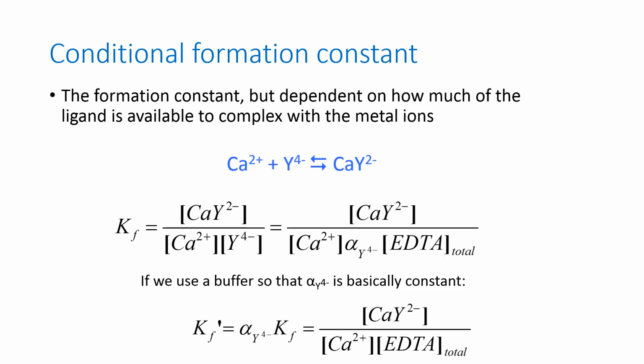which is the alpha Y4 minus term times the original formation constant. So if we know what fraction of EDTA is in the correct charge state, we can predict what Kf prime is going to be, and we can predict whether it's going to be big enough for our purposes or not. So to do that, we're going to control the pH as we do the experiment.